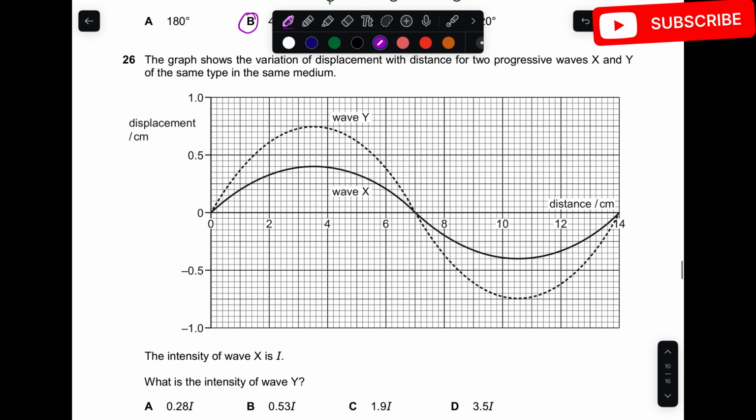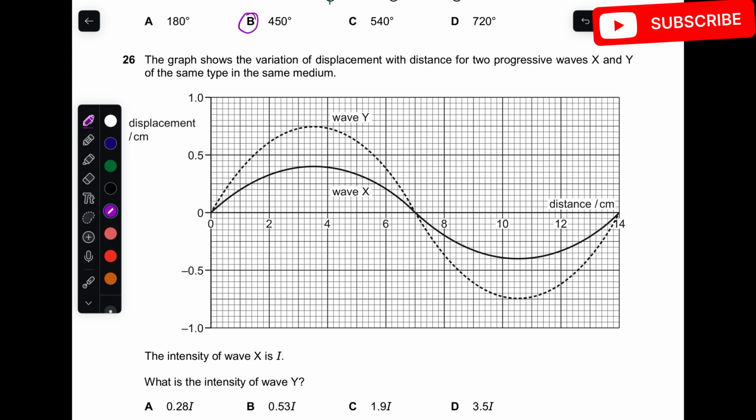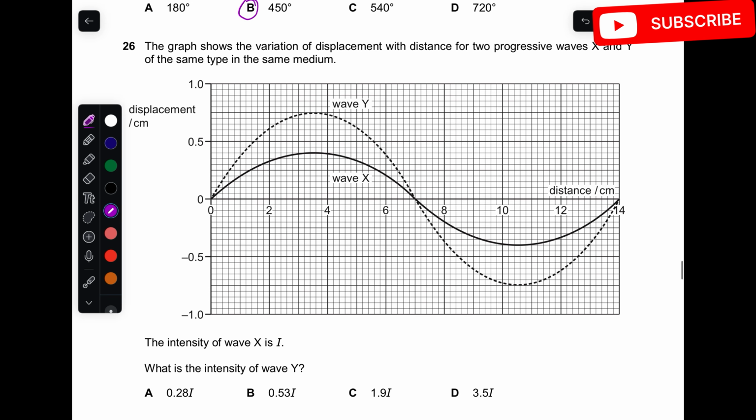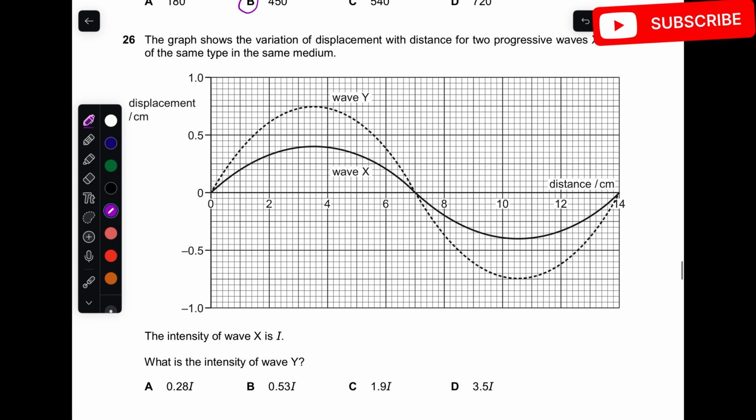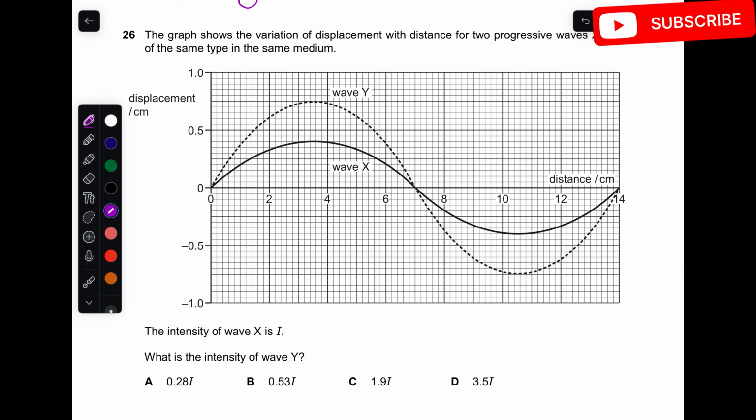Okay, question 26. The graph shows the variation of displacement with distance for two progressive waves x and y of the same type in the same medium. The intensity of wave x is I. What is the intensity of wave y? Okay, so x intensity is I and its amplitude is this much. What this is basically, 1, 2, 3, 4, 5, 6, 7, 8.